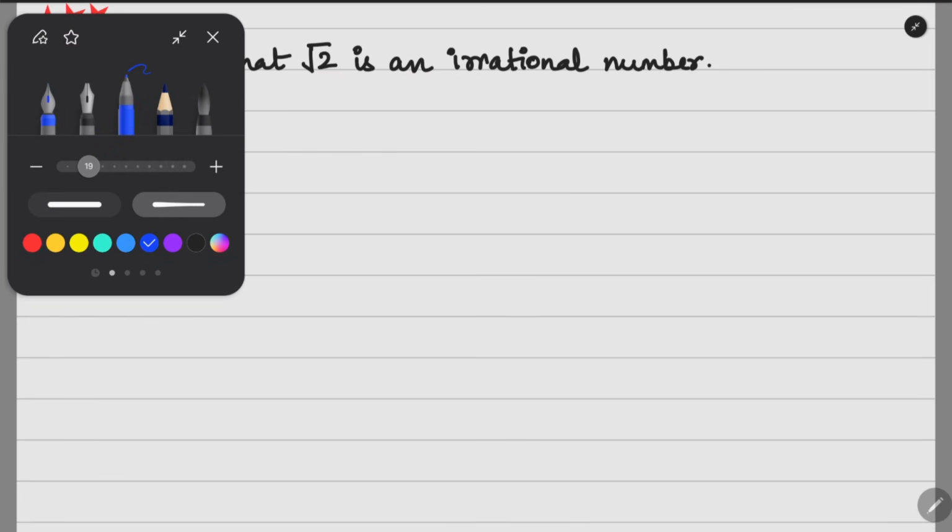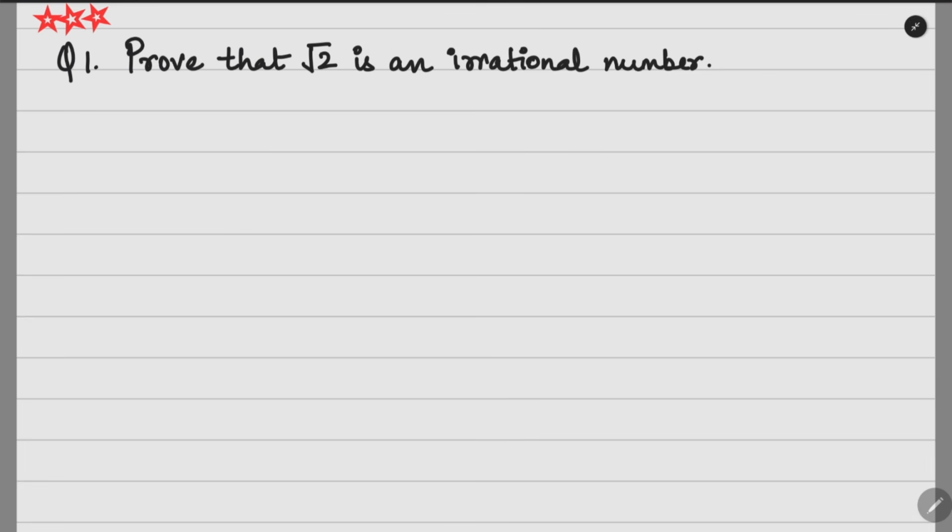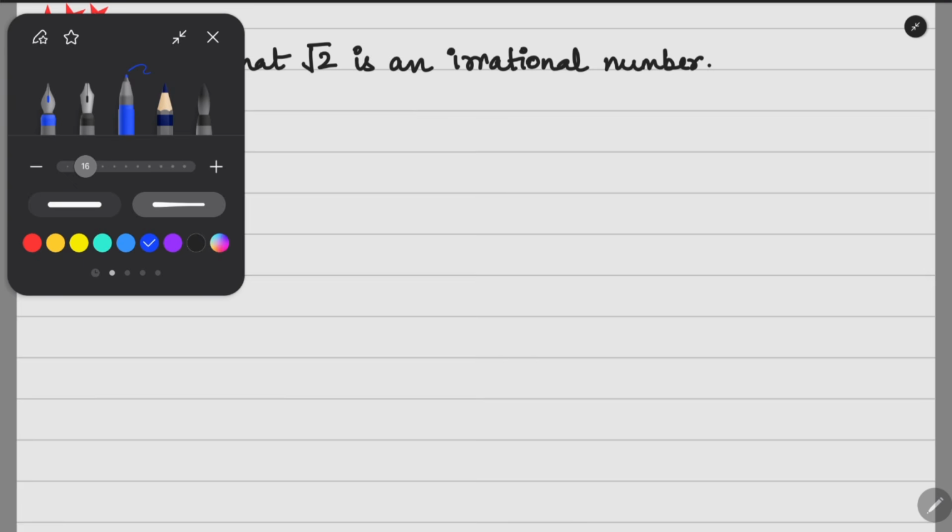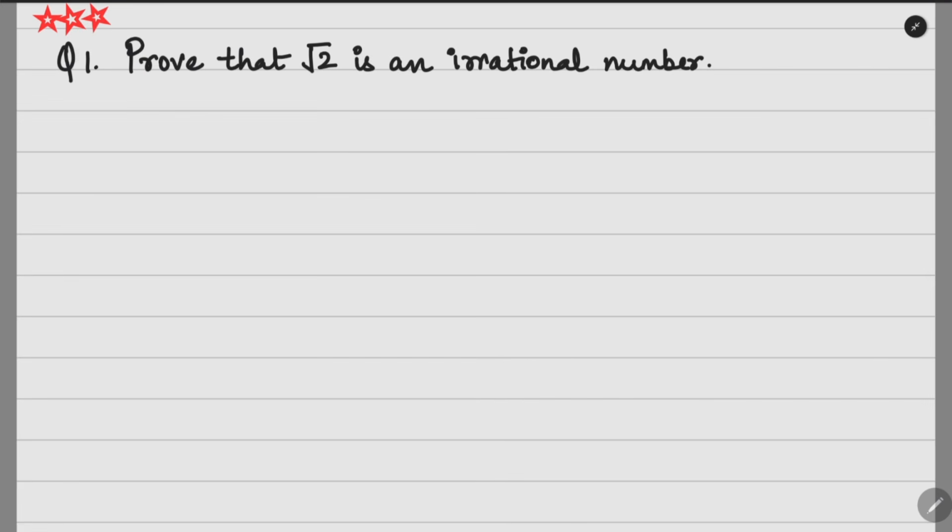One of the most frequently asked questions in the board exam from real numbers is to prove that root 2 or root 3 or root 5 or root 50 is an irrational number. Whenever you're doing such questions, one of the most important things is you have to use the contradiction method.